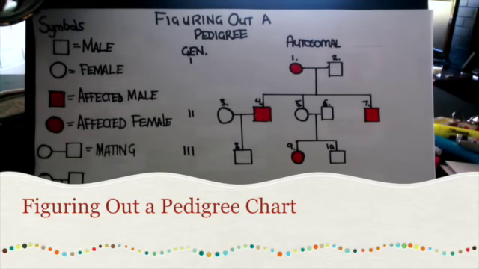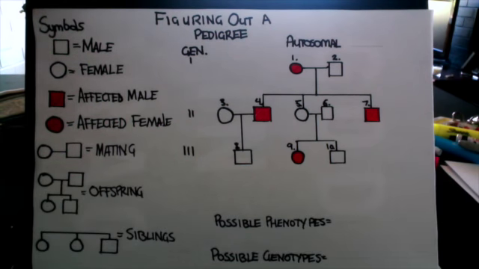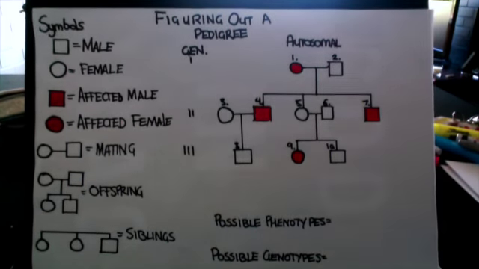Figuring out a pedigree. Here we have an autosomal pedigree, which we are going to figure out if it's dominant or recessive, as well as the phenotypes and genotypes for all people involved. So how we work out if it's dominant or recessive, we're going to be looking at the characteristics that are shaded. They're either going to be dominant or recessive.